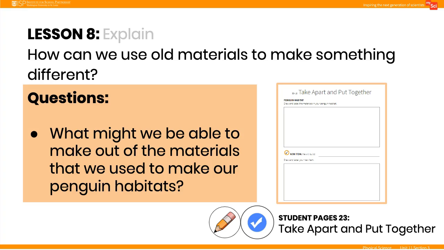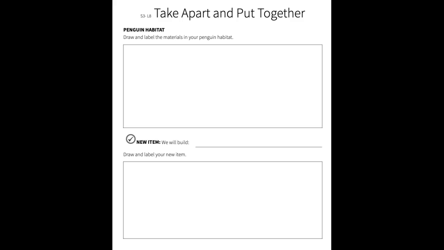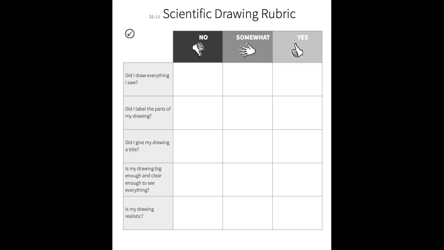Then direct students to Student Journal page 23. Take apart and put together. Ask them to draw and label a sketch of their penguin habitat and the new item they will build. Using the scientific drawing rubric criteria on Student Journal page 3 may help them to evaluate their own work.